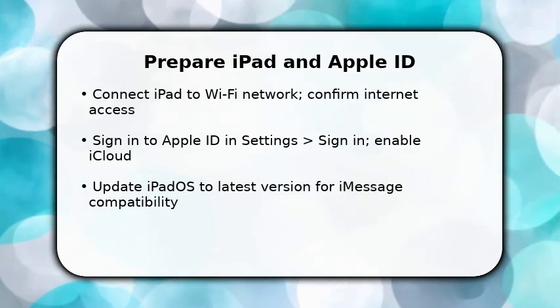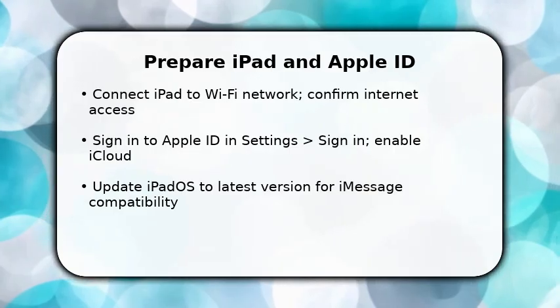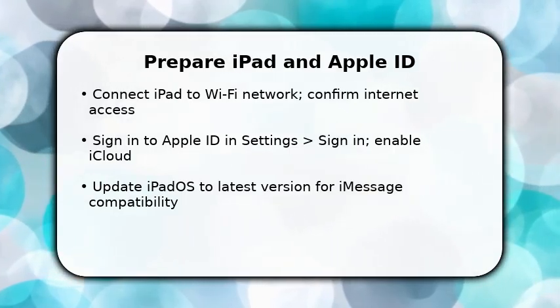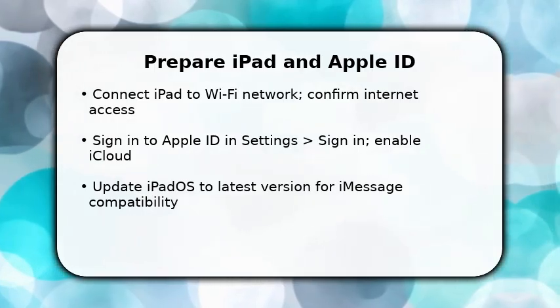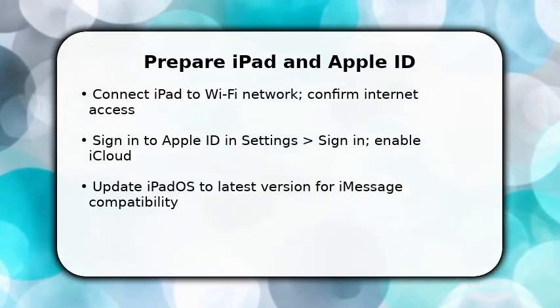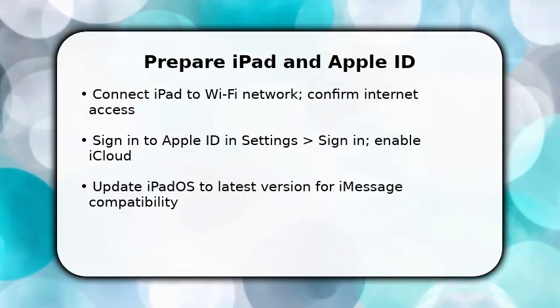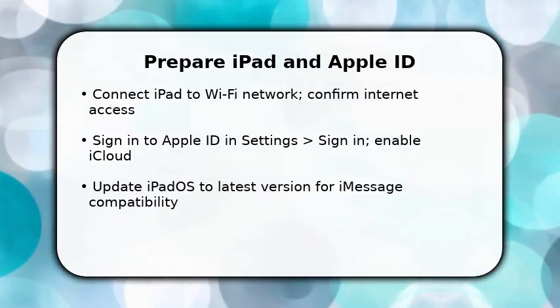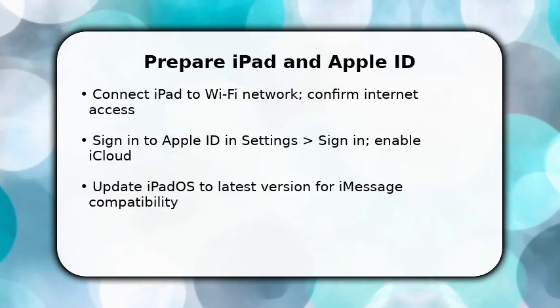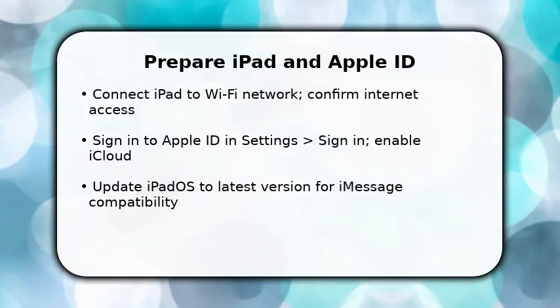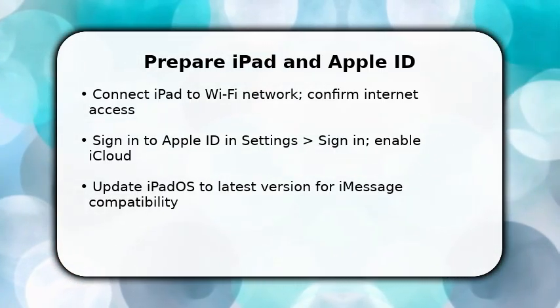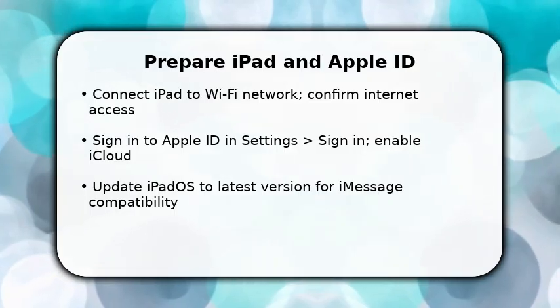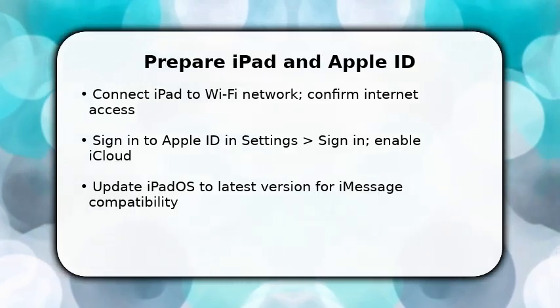You need a working Wi-Fi connection and an Apple ID signed into the iPad. First, open Settings and verify your Wi-Fi shows connected and has internet access. Next, sign in with your Apple ID at the top of Settings and enable iCloud if prompted. This links messages. Once done, check Settings, General, Software Update and install any iPadOS updates so iMessage uses current security and carrierless sync features.